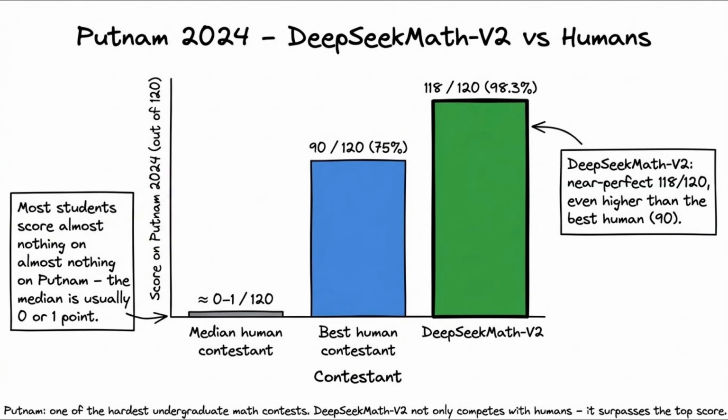This chart is even crazier. In the 2024 Putnam competition, the median student score is usually close to 0 because it's so brutally hard. The top human contestant this year scored a 90. DeepSeek Math-V2 scored a near-perfect 118 out of 120.